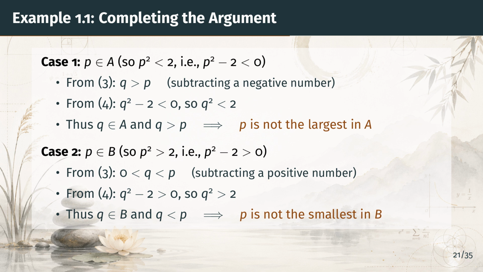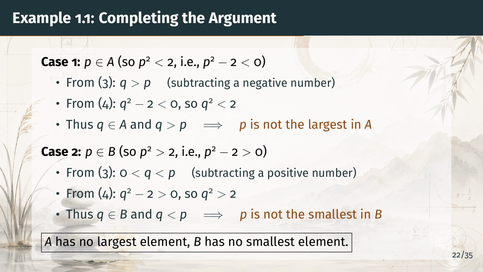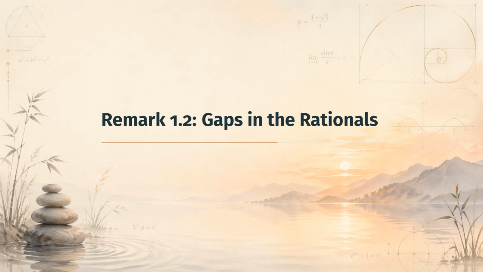Now let's put these two cases together. Since p was arbitrary in each case, A has no maximum and B has no minimum. This is the gap in the rationals. There is no rational number at the boundary between A and B. The square root of 2 should be there, but it simply does not exist in the rational number system.